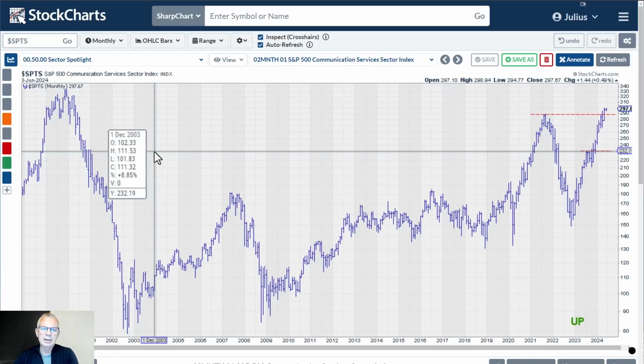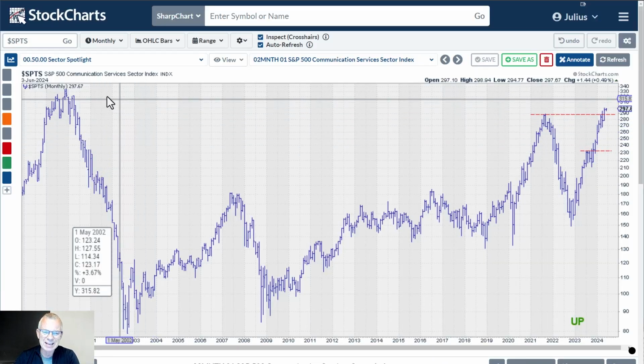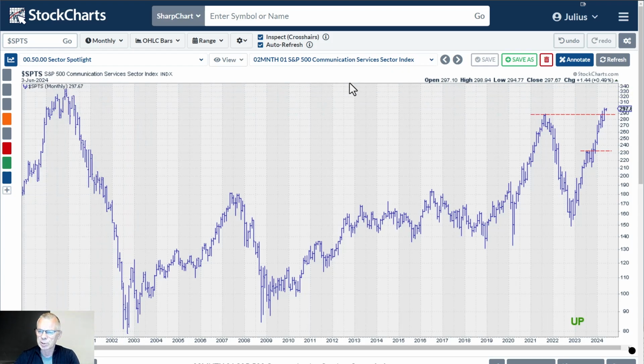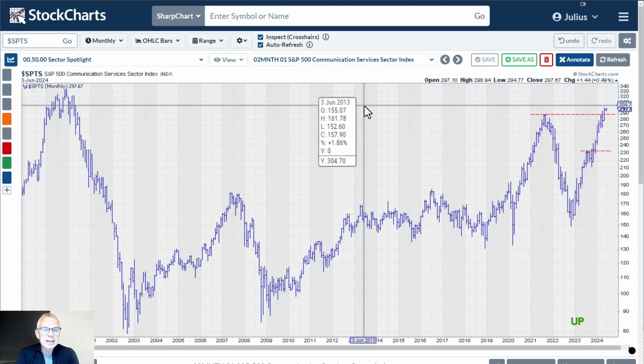So let's start. By the way, I'm using the index ticker symbols. In this case, $SPTS is for the communication services sector index, instead of the ETFs that we use most of the time for the RRGs. The reason is that these are the actual underlying indexes that the ETFs are tracking, and they are less influenced by the dividend payments. We can do that with the underscore sign on the SPDRs, but for these longer term charts, I prefer to use the actual indexes.